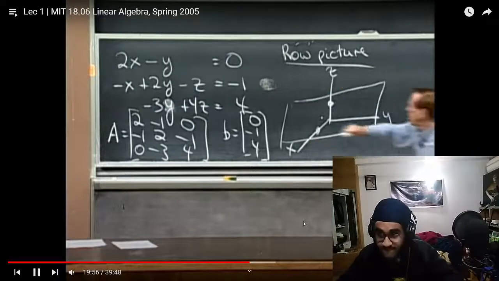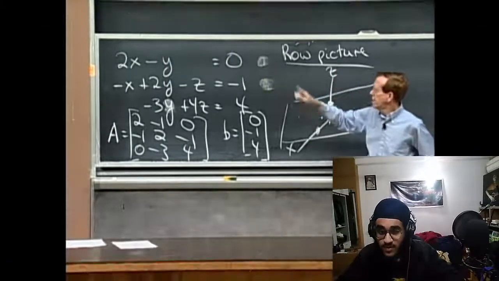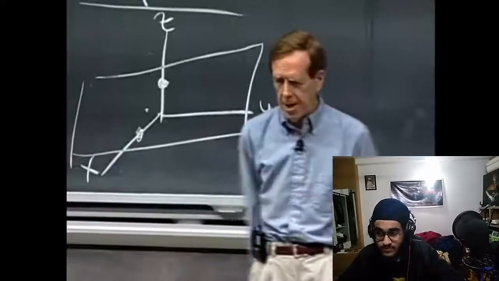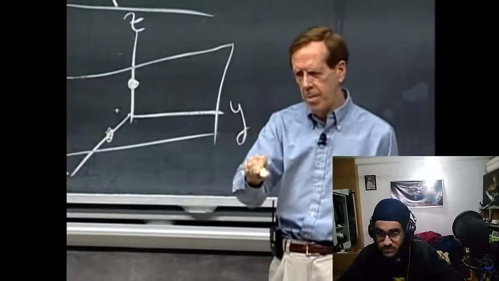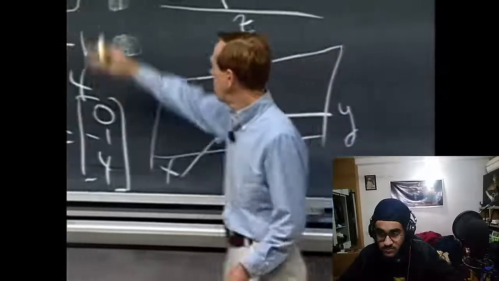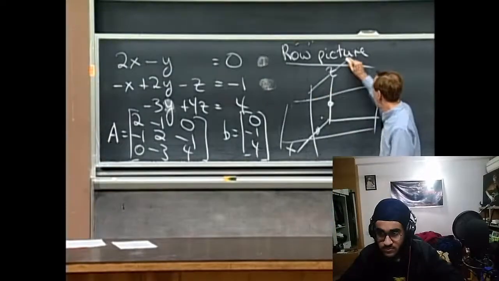Then what about this one? 2x minus y plus 0z. So z actually can be anything. Again, it's going to be another plane. Each row in a 3x3 problem gives us a plane in 3 dimensions. So this one is going to be some other plane. Maybe I'll try to draw it like this.